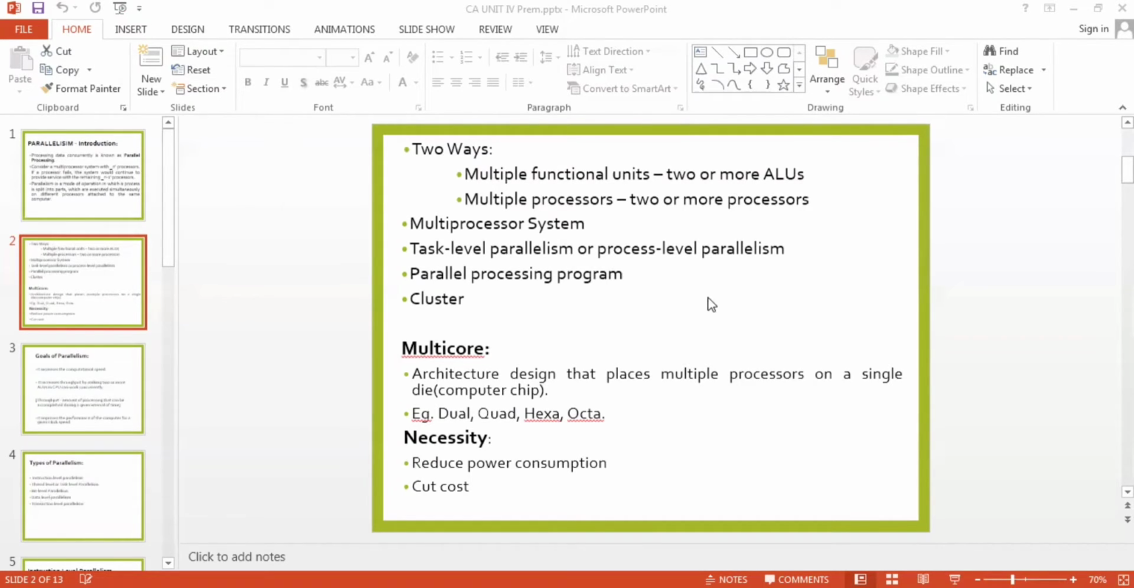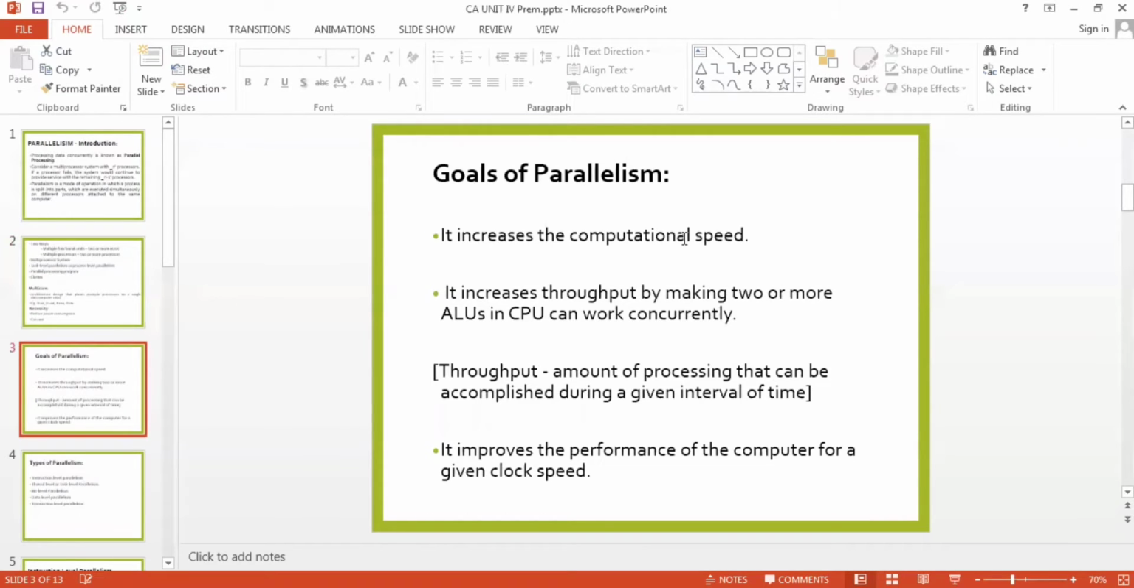Why is the multiprocessor a necessity? First, it reduces the power consumption, and second, it has a low cost, that is, the cost will be cut. That is the necessity of the multiprocessor. The next one is the goals of parallelism. What is the goal? Why are we using parallelism?